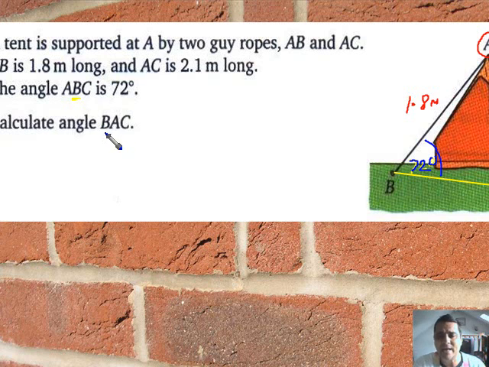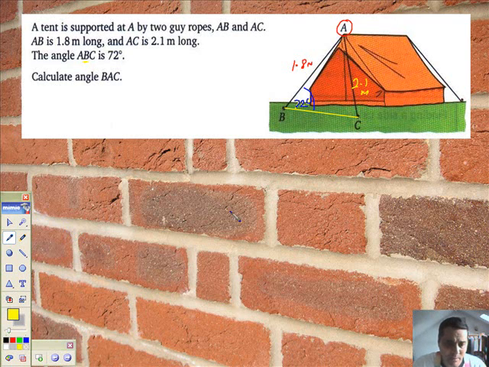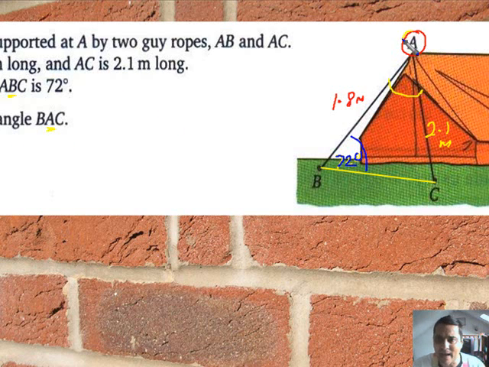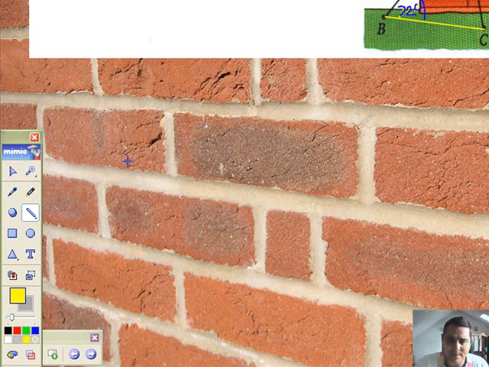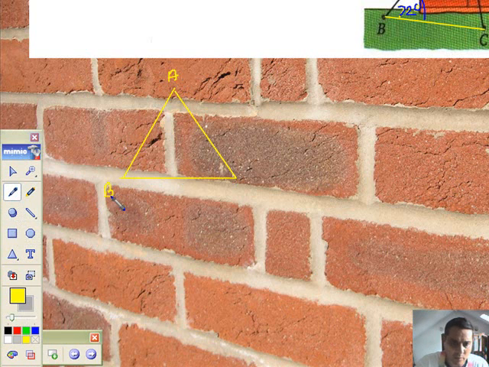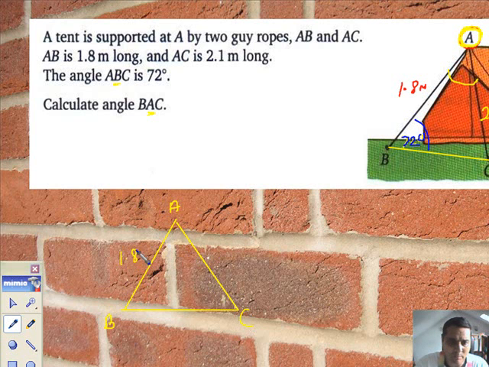Calculate angle BAC. In other words, they want us to calculate that angle right there. So BAC is the A angle that they want. Let me clarify this by drawing the picture again. We've got ourselves a triangle like so. We've got A at the top, B there, C there. We have 1.8 meters here, 2.1 meters over here, 72 degrees over here, and they want me to work out this angle right here.